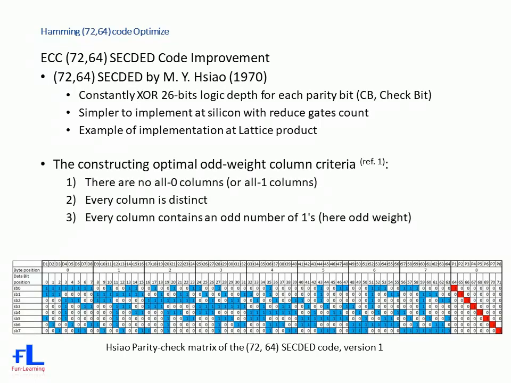The Hsiao constructing optimal odd weight column criteria are: first, there are no all zero columns or all one columns. Second, every column is distinct. Third, every column contains an odd number of ones, here is odd weight. In addition, analysis also found to maximize using the columns of odd weight 3 or 5 ones, and no odd weight of 7.